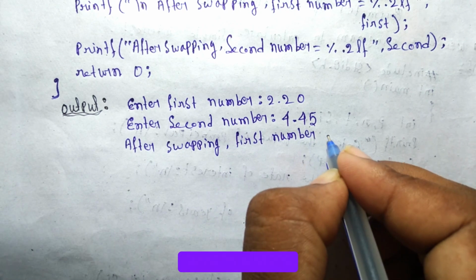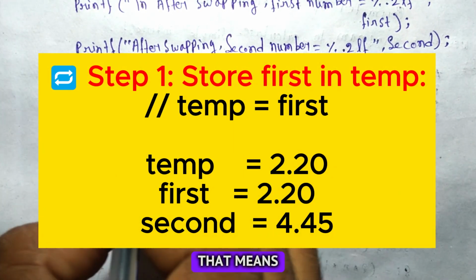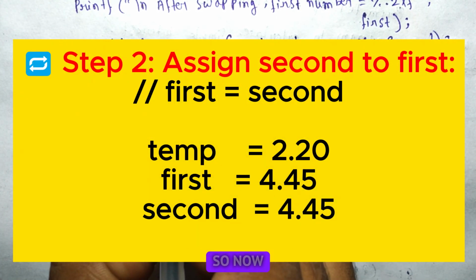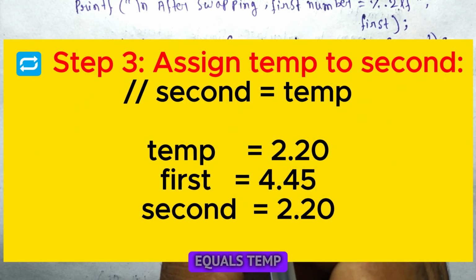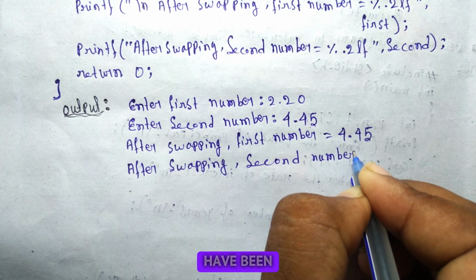Now when we go through the swapping steps, first we store the value of first in the temp variable. That means temp now holds 2.20. Then we set first equals second, so now first becomes 4.45. And finally, we set second equals temp, so second becomes 2.20. Just like that, the two values have been swapped.